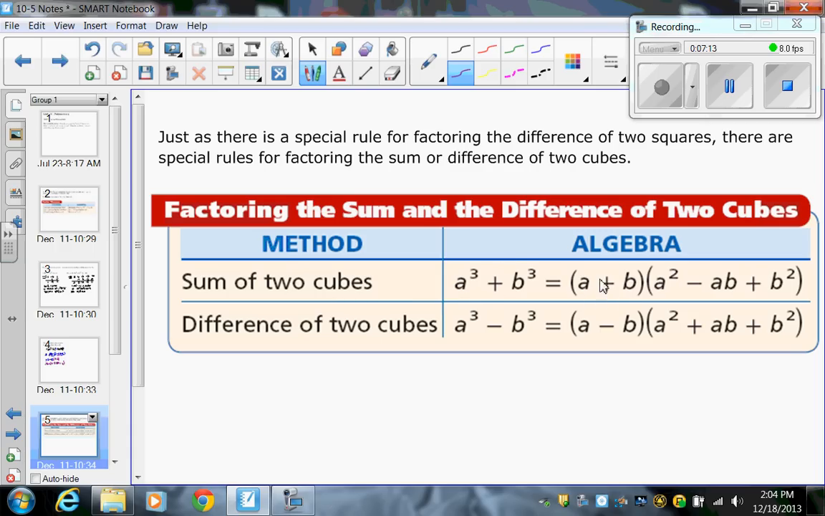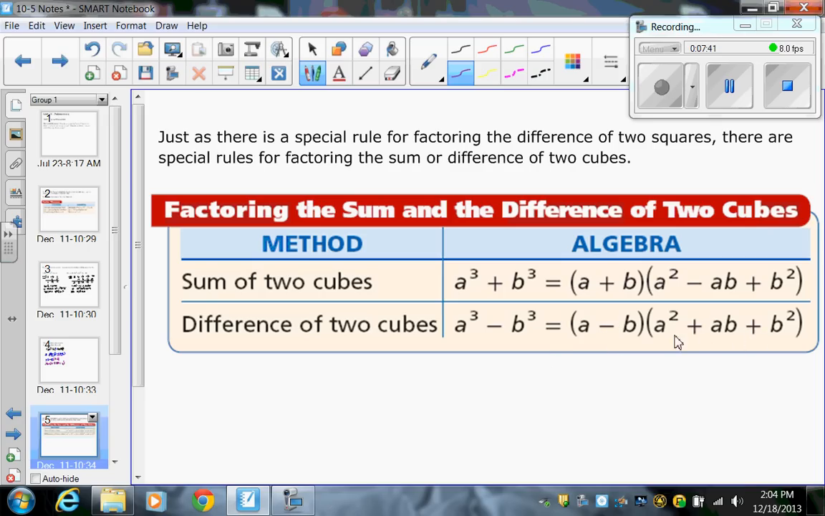And if you notice, if it's the sum, that means there's a plus sign between the two terms originally. In the first set of parentheses, there's a plus sign, but in the second set of parentheses, you have a negative in the middle and a positive on the end. Where in the difference, that means there's going to be a minus between the two perfect cubes. In the first set of parentheses, you have the minus. Second set of parentheses, you have a plus followed by another plus.